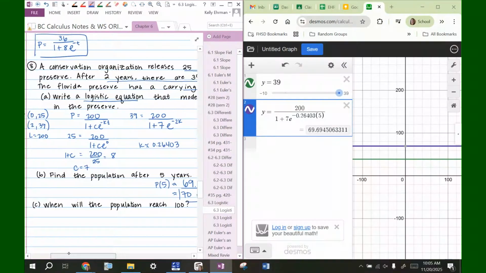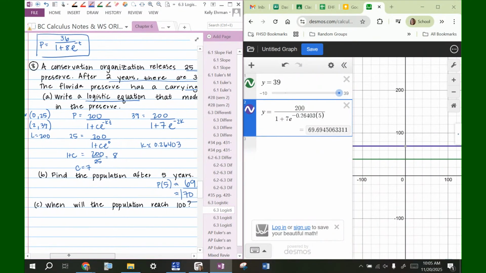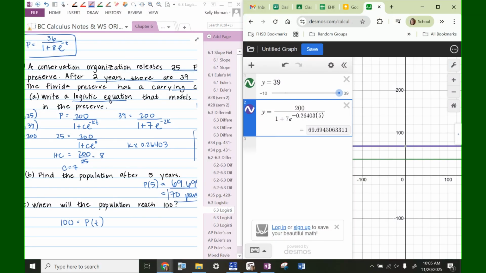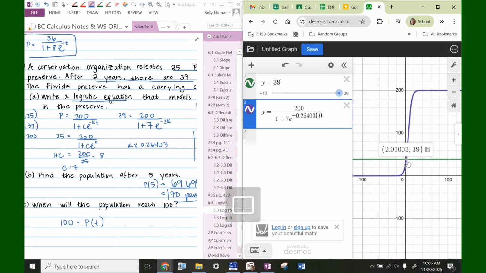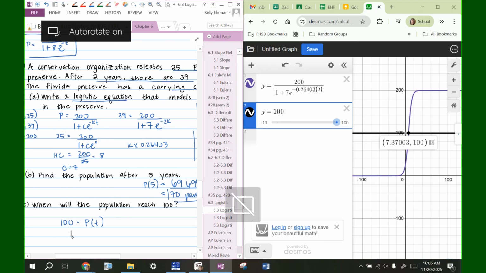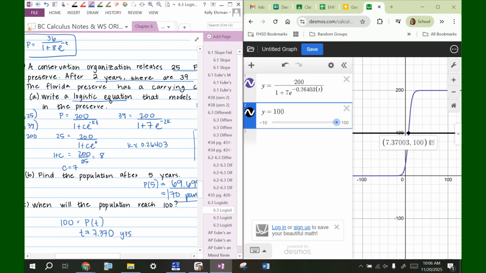All right. When will the population reach 100? This is just kind of what we did in a previous problem. Set P of t equal to 100. Now I have P of t right here, except I have 5 plugged into it. So erase that 5 and put a t back in. We want to know when this is equal to 100. So type in y equals 100, and it's right there. So 7.370. This is when time is about 7.370. Time is measured in years.